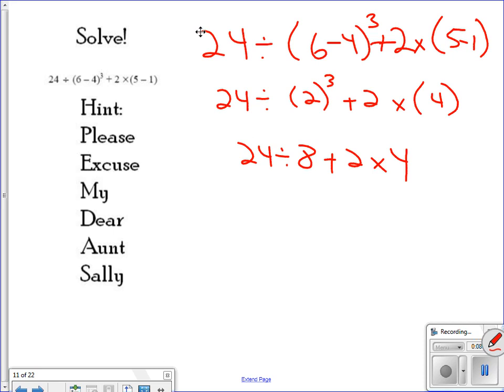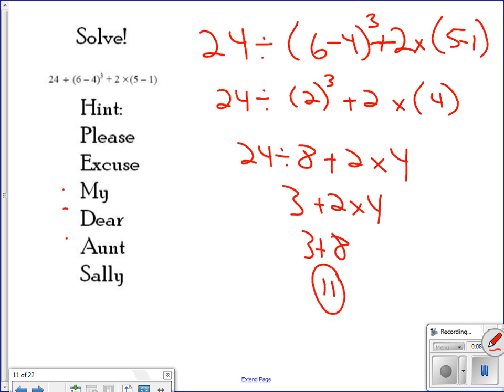Now I'm going to divide because dividing happens before adding. 24 divided by 8 is 3 plus 2 times 4. Now I have to make sure I multiply before I add here. So I'm going to go 3 plus 8, and then I have 11 for an answer.